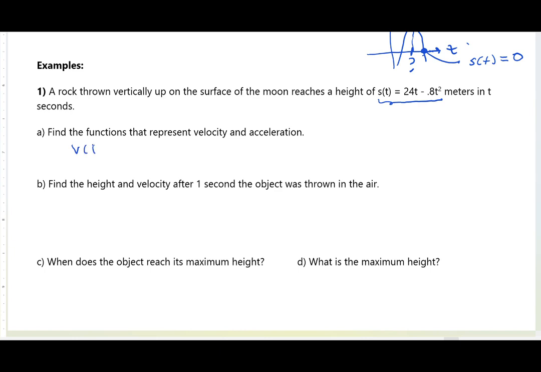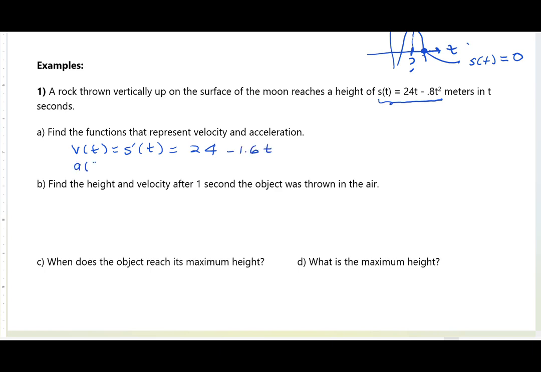Velocity is simply the derivative of the distance function, s prime of t. One by one, I'm going to take the derivative. We worked with the variable x before, but dealing with t is the same idea, right? Just treat t as your variable. The derivative of 24t will be 24, and for the derivative of negative 0.8t squared, bring the 2 down. 2 times 0.8 is 1.6, so it will be minus 1.6t. This is our velocity equation.